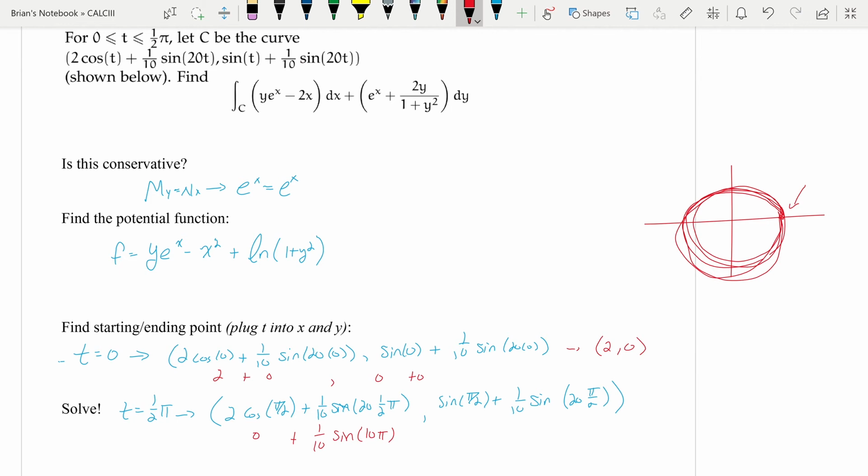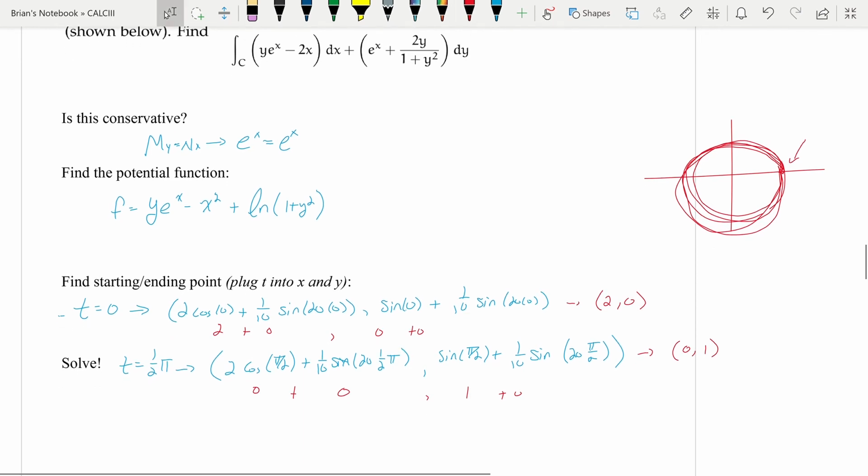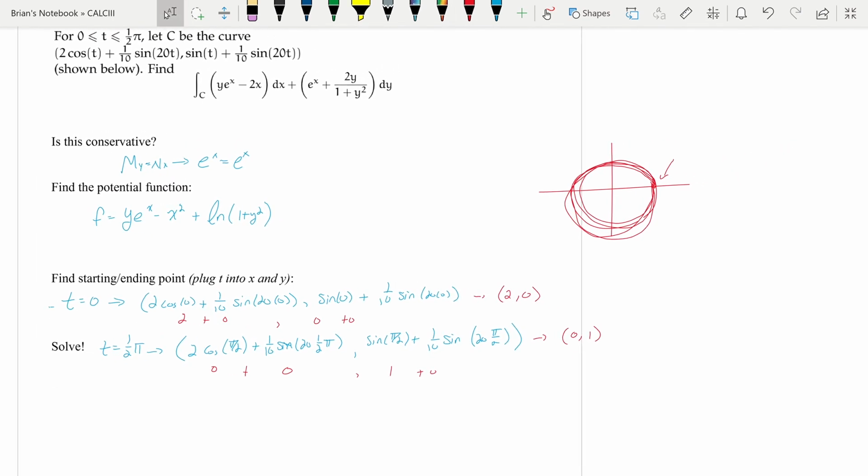Okay, so now we've got 0. I'll just write 0, comma, and then we've got the sine of pi over 2. Sine of pi over 2 is 1. Oh, we got a different number now. And we know that the sine of 10 pi is 0. So now we get a total of 0, comma 1. Sweet. Now that we've got our points, we just have to solve the line integral by plugging those points into our original equation.